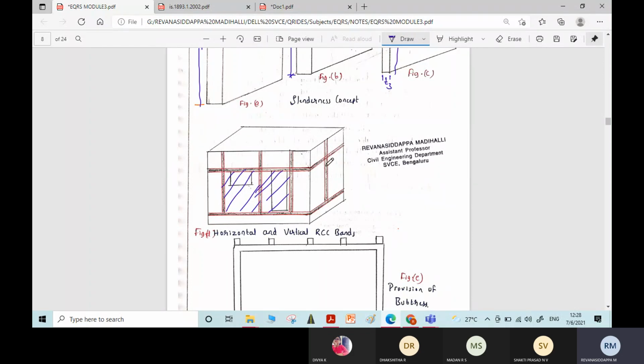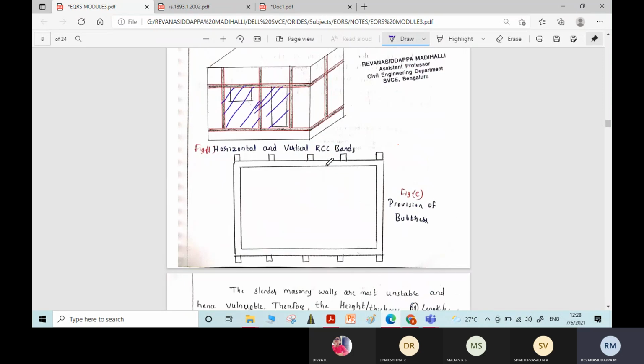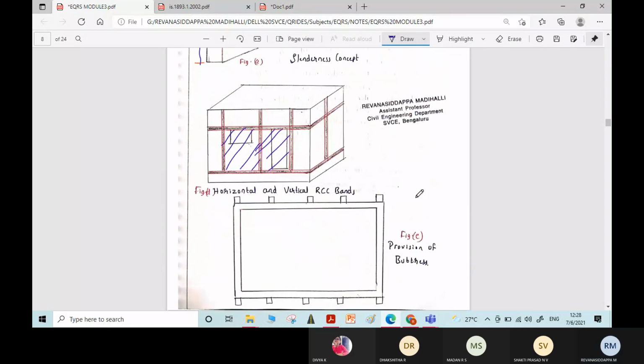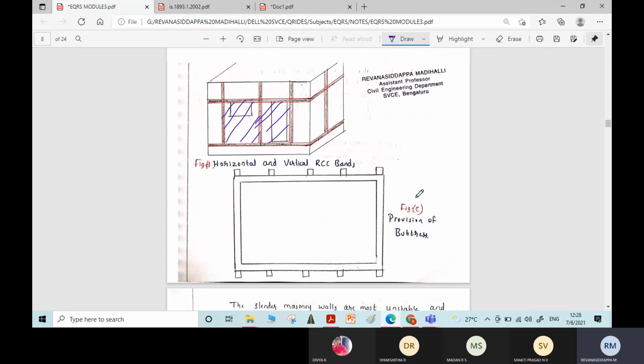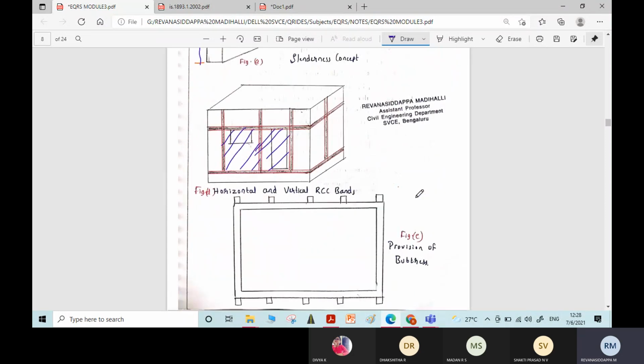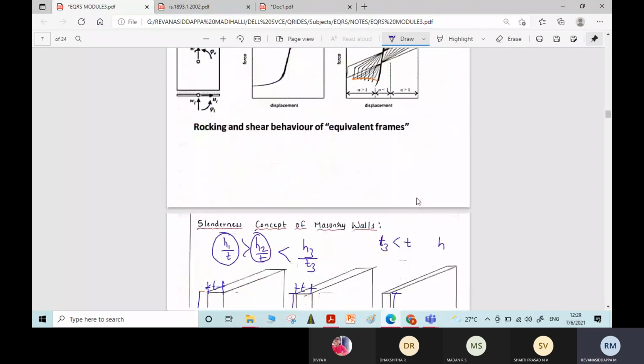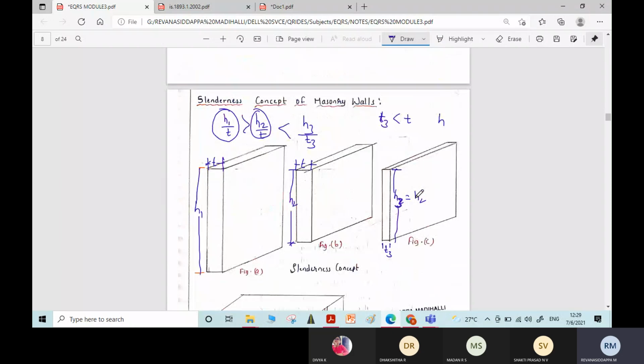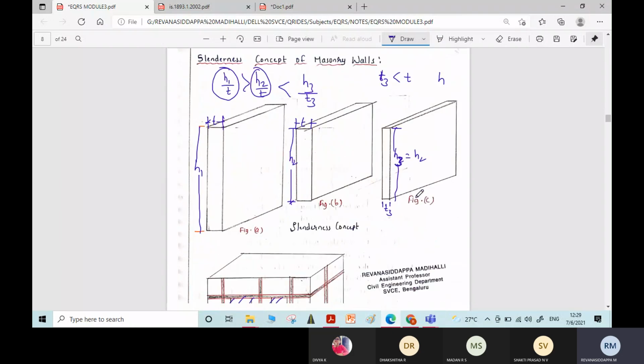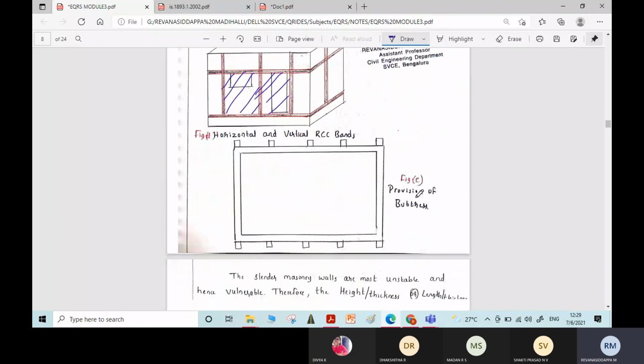One more method is to provide buttresses at regular intervals, the steel elements. By providing buttresses at regular intervals, you can improve the performance of the wall. You can improve the performance of a slender wall. These two are the remedies. I hope you got an idea about what the slenderness ratio of a wall is and what the remedy is.